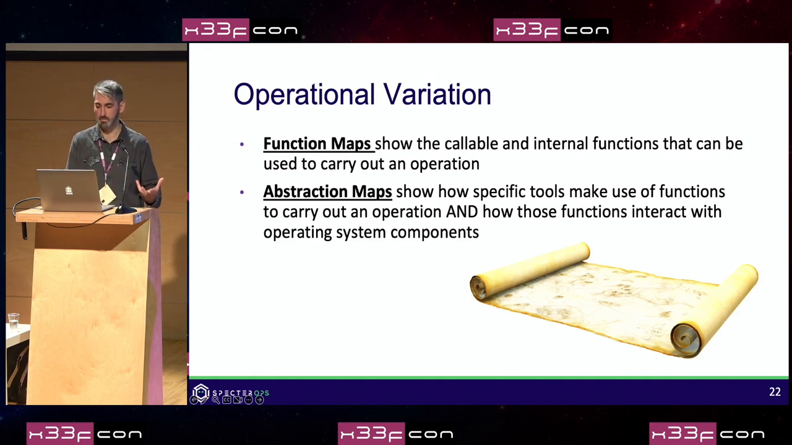And if function maps are designed to show all the possible functional paths, as I like to think of them, that can be used to implement an operation, an abstraction map shows how those decisions impact operating system components, essentially.